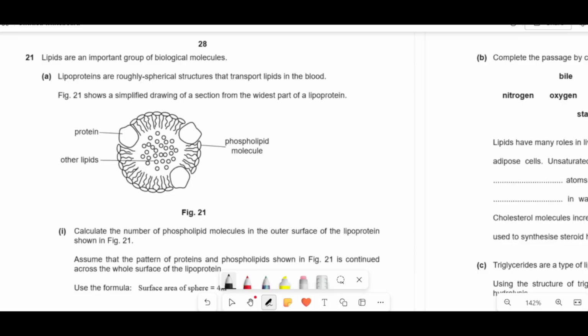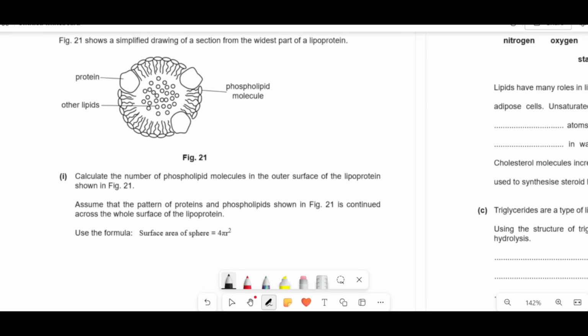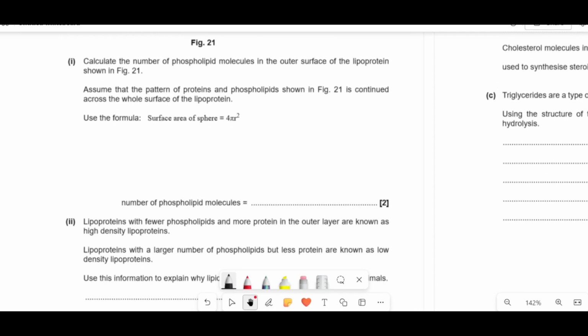Lipids are an important group of biological molecules. Lipoproteins are roughly spherical-shaped structures that transport lipids in the blood. Here's a simplified figure of a section of the widest part of a lipoprotein. We've got protein, other lipids, and a phospholipid molecule. So calculate the number of phospholipid molecules in the outer surface of the lipoprotein. Assume that the whole pattern of proteins is continued across the whole surface of the lipoprotein, and use the formula surface area of a sphere is 4 pi r squared.